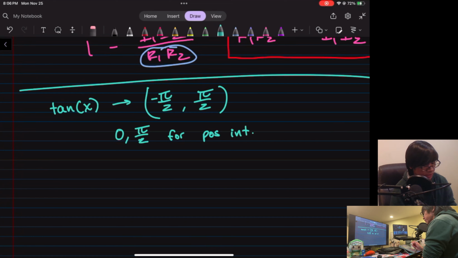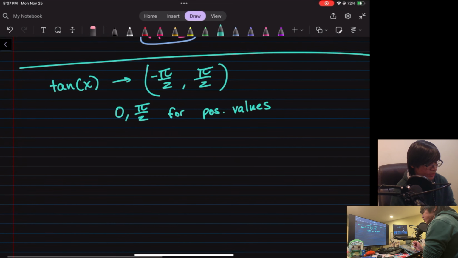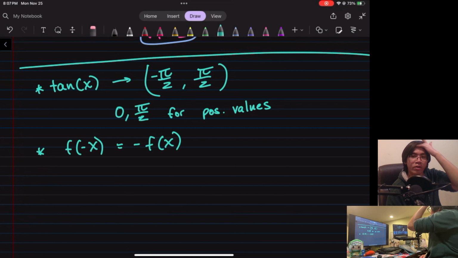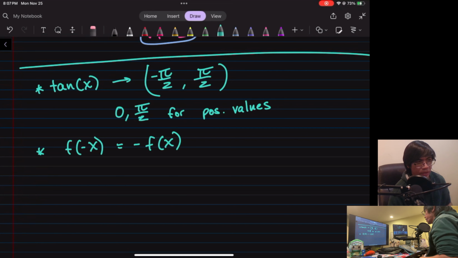Or integers, I guess numbers or values. And then another definition, I guess definition is a better word, for an odd function. We have f of negative x, that's tangent, is equal to negative f of x. So this is the definition of an odd function. It's symmetric across the origin, given you do, I think, a 180 degree flip.